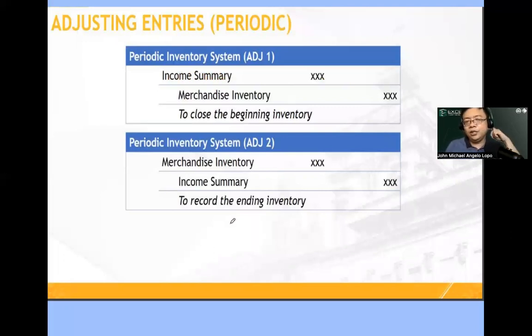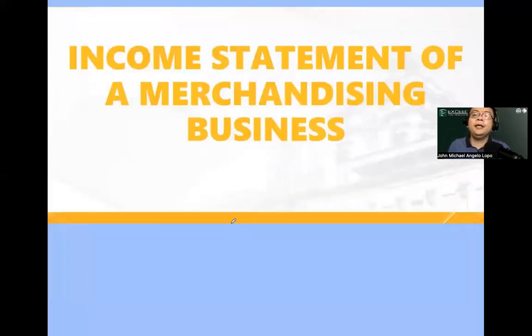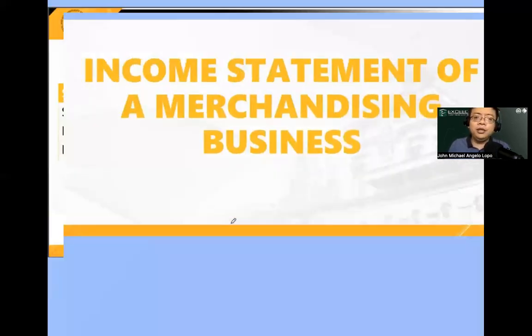Okay. So, periodic adjusting entries. Please take note that we are using here the income summary. What do you mean by income summary? To summarize everything lang about the nominal or temporary accounts. So income summary, debit and credit here, merchandise inventory to close the beginning inventory. How about naman the second entry? Income summary, and also you have to record the ending inventory.